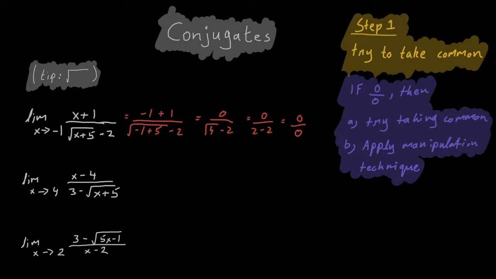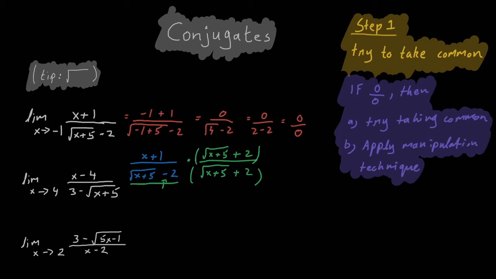So it would become x plus 1 divided by under root x plus 5 minus 2, multiplied by, in the numerator we'll have under root x plus 5, and we'll change the sign, so plus 2, and in the denominator we'll have it again under root x plus 5 and plus 2. Why plus? Because we are taking the conjugate of this, and here there's a negative, so we'll make it positive.